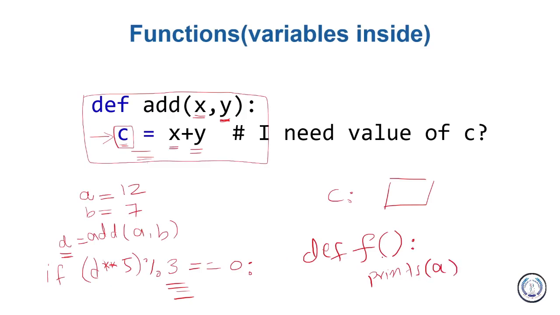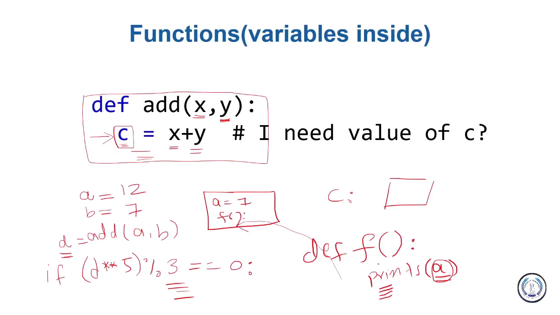Now this a variable is no longer in f, not even defined in f. But as long as this a variable is defined before calling f, for example, in the cell where we are writing the code, we say, okay, a is equal to 7, and then we just call this f. Because a was available before calling f, a is accessible here. So the variables that are available before the call, they are available inside the functions. But the variables that are defined inside the functions, they are not available outside.